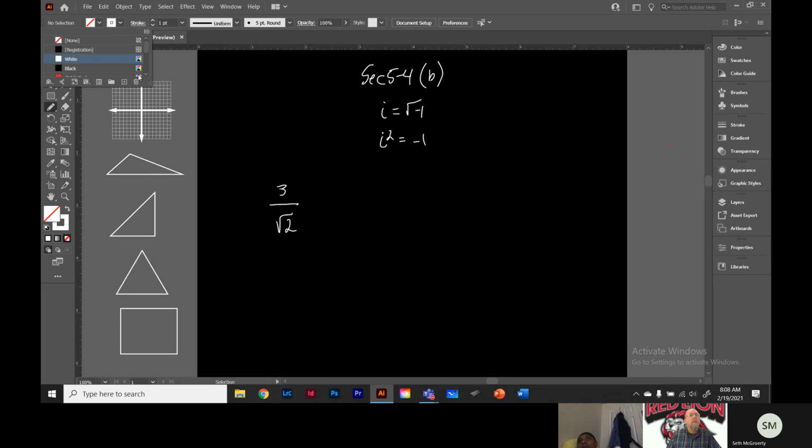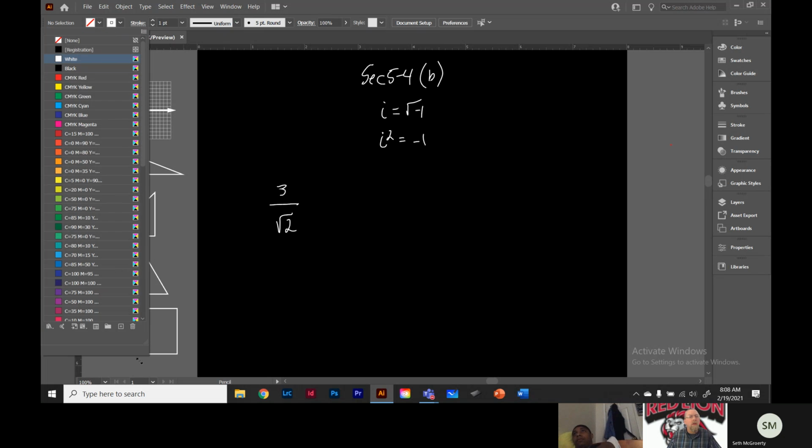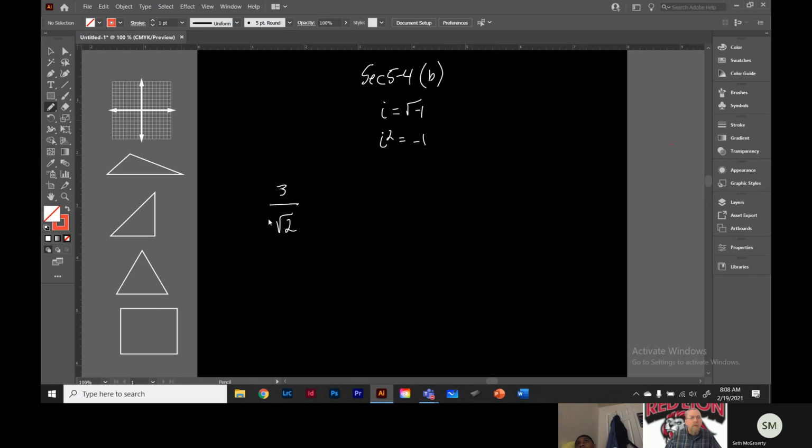Let me drop this thing down a little bit so I can see all my colors. There we go. All right, so we learned at some point that you cannot have a square root in the denominator, so you don't want that. I don't really know what the reason is. It's just not simplified, and somebody that came up with these rules decided that having a square root in the denominator is not considered simplified.